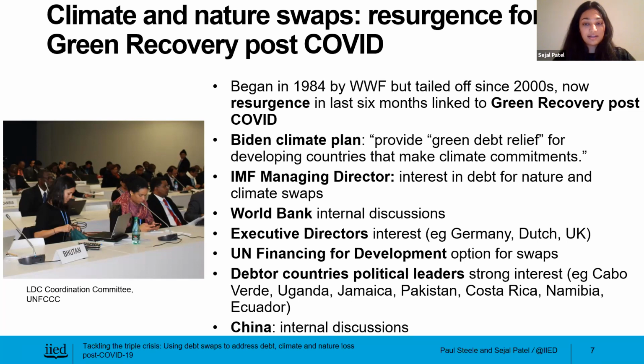There is the UN financing for development option for swaps. Many debtor countries are also showing strong interest, including Cabo Verde, Uganda, Jamaica, Pakistan, Costa Rica, Namibia, and Ecuador, and there are ongoing discussions in China. So I'll hand it over to Paul now to talk about this in some more detail.